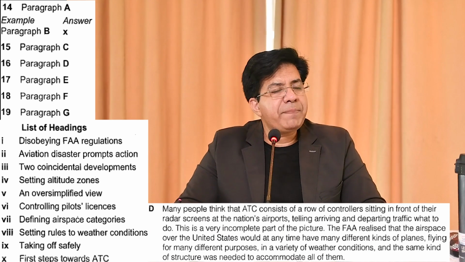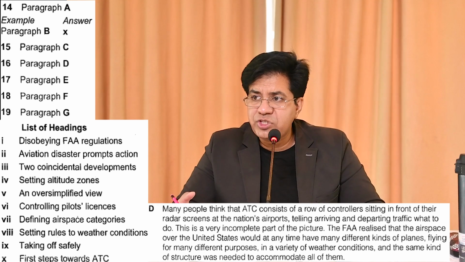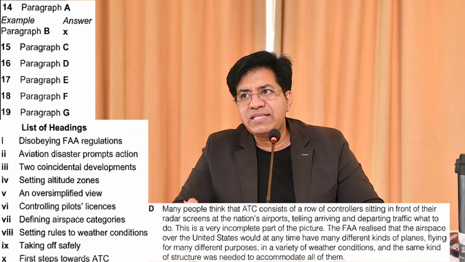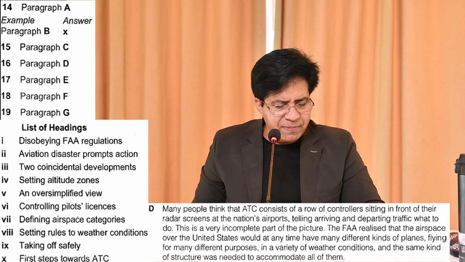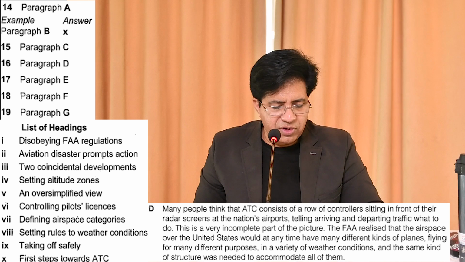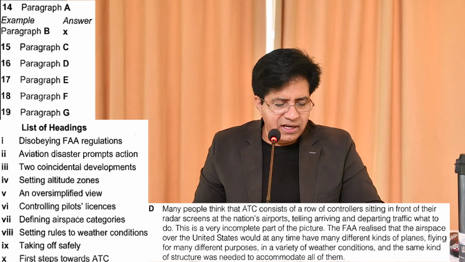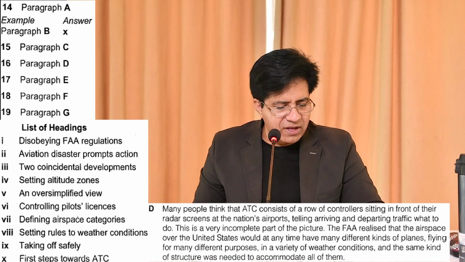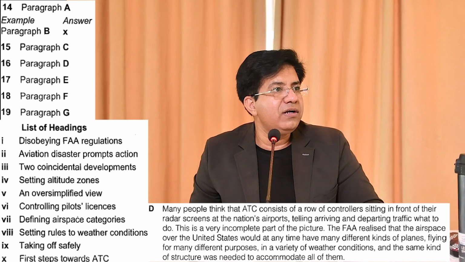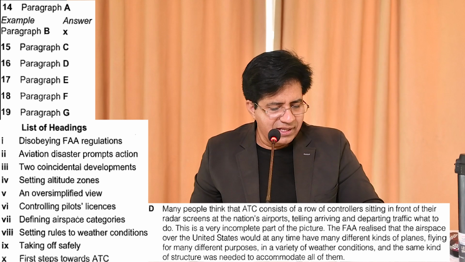Many people think, and if the paragraph is short, skim read all the paragraph. If it is long, like paragraph G is a very long one, in that case you can read the first few lines. Paragraph D. Many people think that ATC consists of a row of controllers sitting in front of their radar screens at the nation's airports telling arriving and departing traffic what to do. This is a very incomplete part of the picture. Means it is not as complicated as people think.